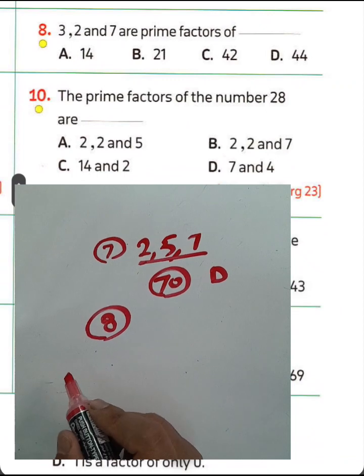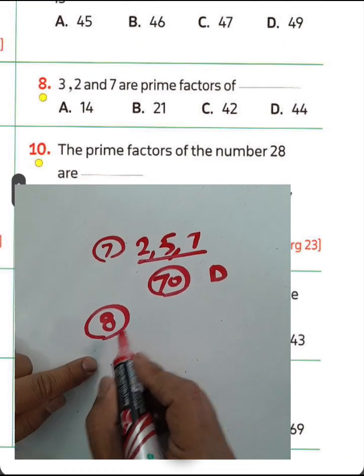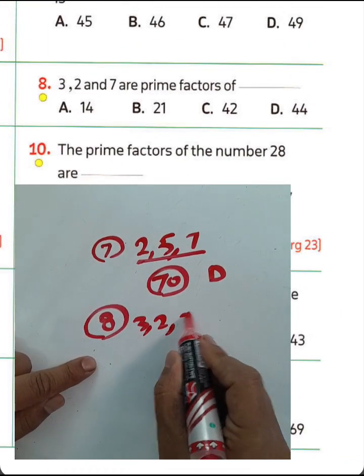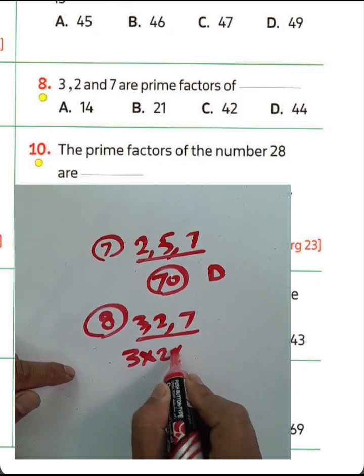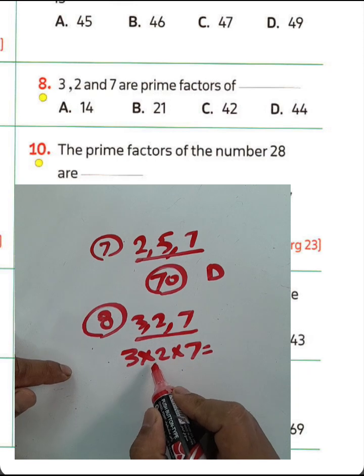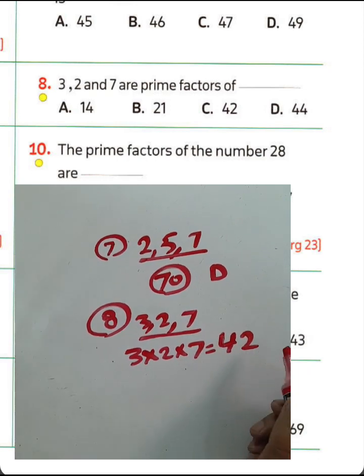Question number 8. 3, 2, and 7 are prime factors of what? 3 times 2 times 7. 3 times 2 equals 6. 6 times 7 equals 42.